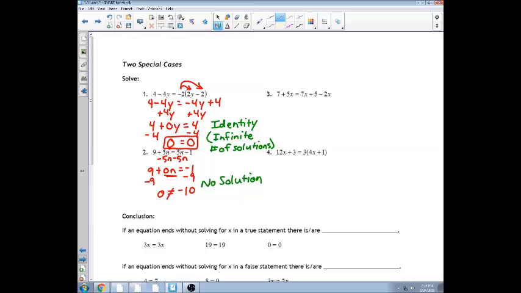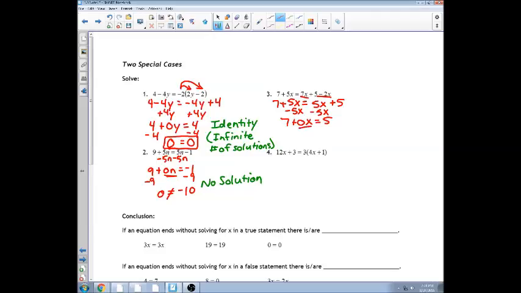All right, looking at number 3. On the left-hand side, there is nothing I can do, so I'm just going to rewrite the left-hand side. On the right-hand side, though, I can combine like terms. 7x minus 2x would get me 5x plus 5. Here I go ahead and subtract my 5x's. That would give me 7 plus 0x is equal to 5.